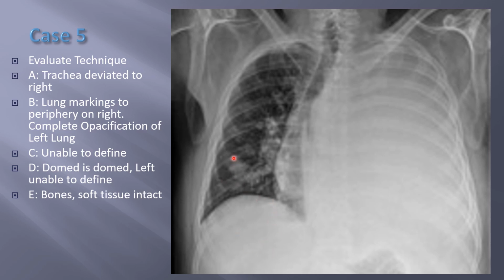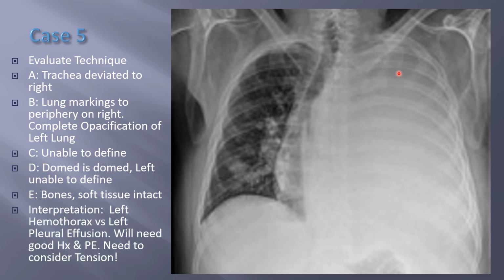Bones, from what I can see, I don't see any fractures. I don't see any dislocations or anything like that. Arms are up, so you see the clavicles are at a more acute angle. So their arms are up out of the way for this picture, and I don't see any subcutaneous air in the tissue. So my interpretation here is a left hemothorax versus left very large pleural effusion. So we don't really know.